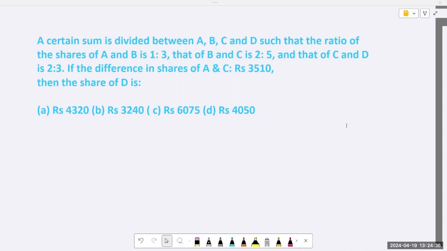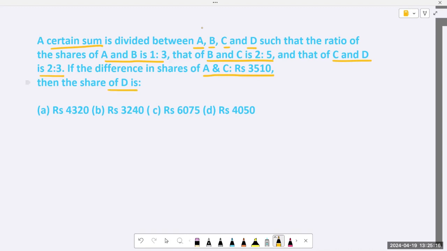ratio. Now, this particular question says a certain sum is divided between A, B, C, and D. Now, A, B, C, and D are some entities here, and a particular sum or a value is divided in the ratio of such that A and B's ratio is 1:3, B and C's ratio is 2:5, and that of C and D is 2:3. Now, here in this case, we can see that the individual relations are given, ratios between AB, BC, and CD. If the difference in shares of A and C is 3510, then the share of D is.